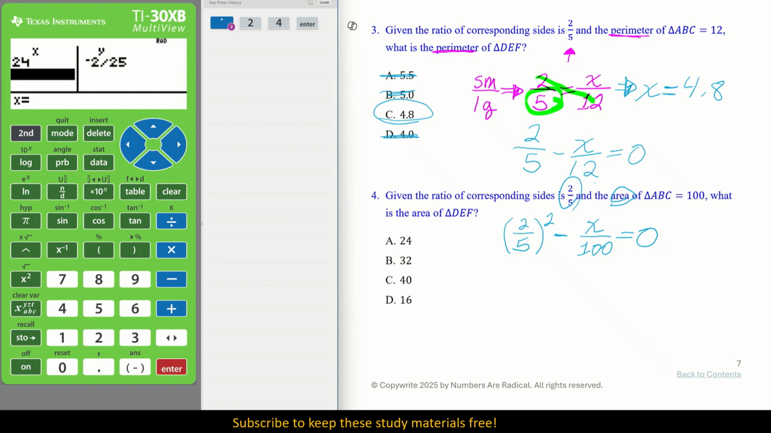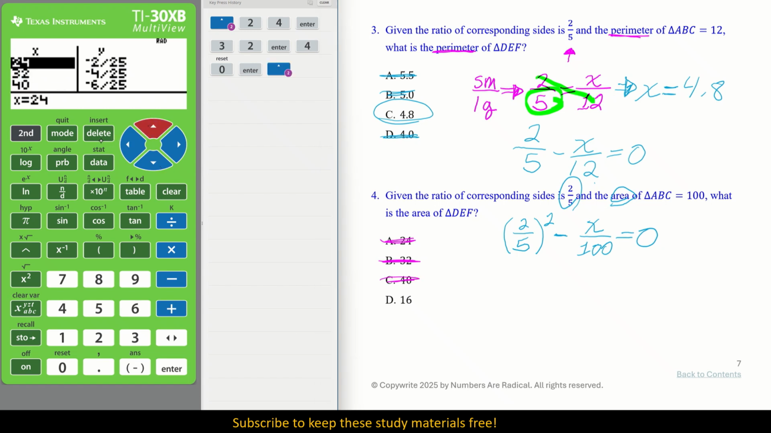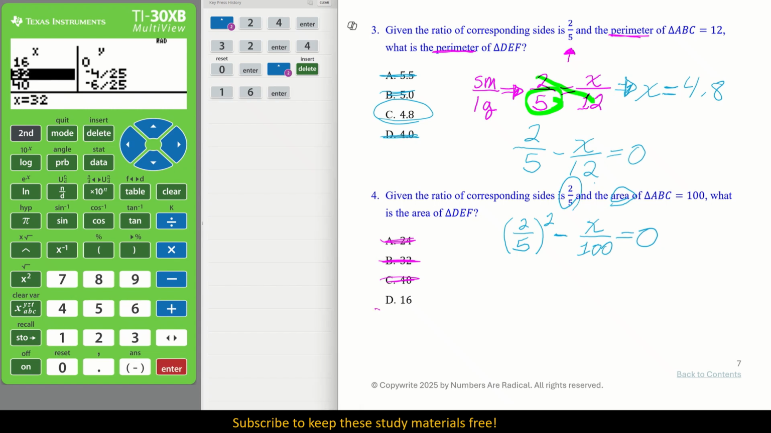Now, let's try 24. No, that's not going to work. Okay, good. All right, let's try 32. Nope, that's not equal to 0. Let's try 40. Oh, no. Okay, let's arrow back up. Delete that first line. Cross our fingers and see if 16 works. And it does. 16 is the correct value.